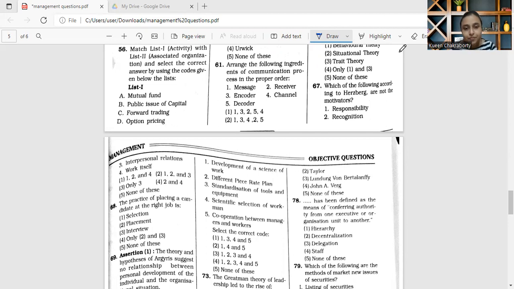Question number 61 asks: arrange the following ingredients of the communication process in the proper order: message, receiver, encoder, channel, and decoder. Many of us might have already studied the communication process.